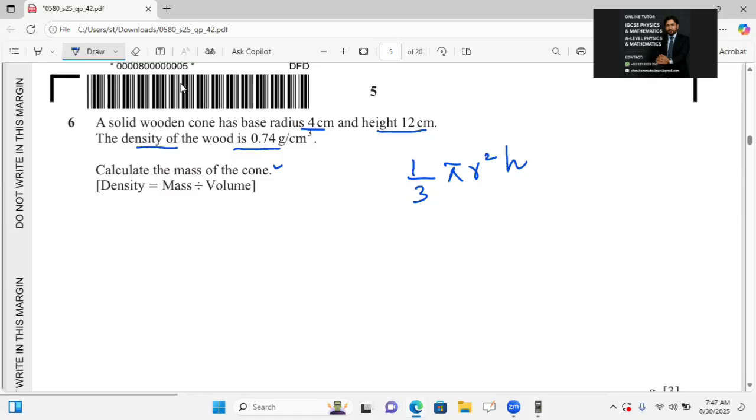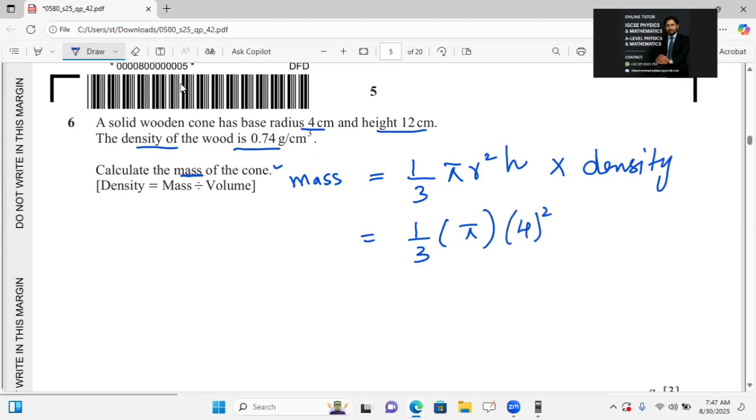And if I need mass, because he is saying calculate the mass of the cone, mass means density should be multiplied with it. Density is giving me mass. So 1 by 3 into pi into r is 4 square into h is 12 into density is 0.74 over there. Let's go for it.